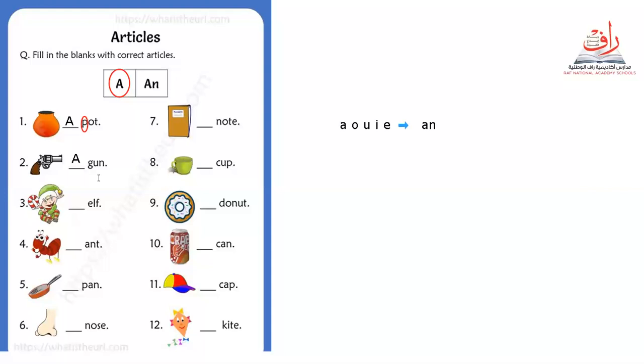Number four. I will ask Jury. Hi, Jury. Can you please read this? Number four. And excellent. Does it start with a vowel, Jury? Yes, excellent. It starts with a vowel. So we should put an before it.